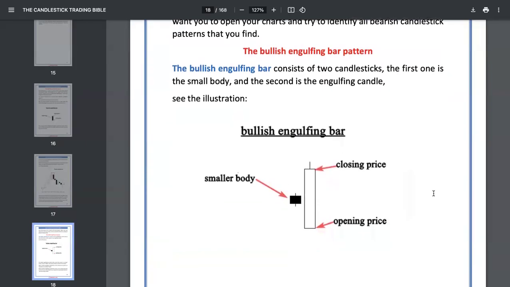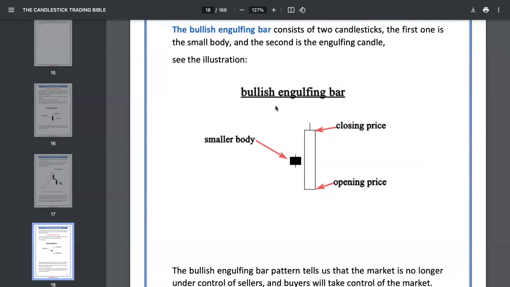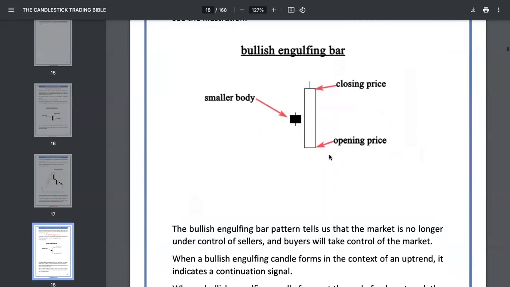All right, so the next engulfing bar pattern is the bullish engulfing bar. The bullish engulfing bar consists of two candlesticks. The first one is the small body, and the second is the engulfing candle. In this illustration, we have a bullish engulfing bar. We have a small body, which is bearish, and then we have a large body, which is bullish.